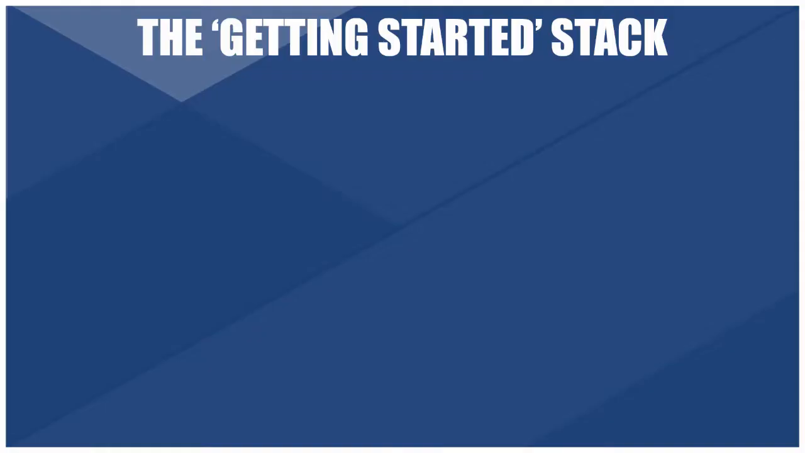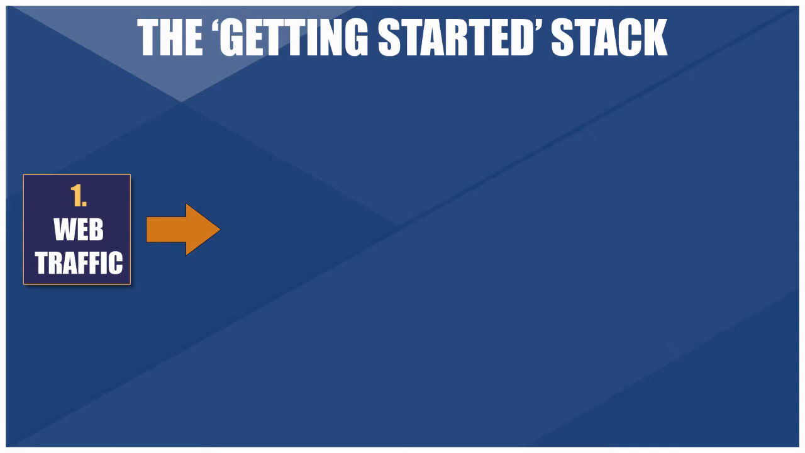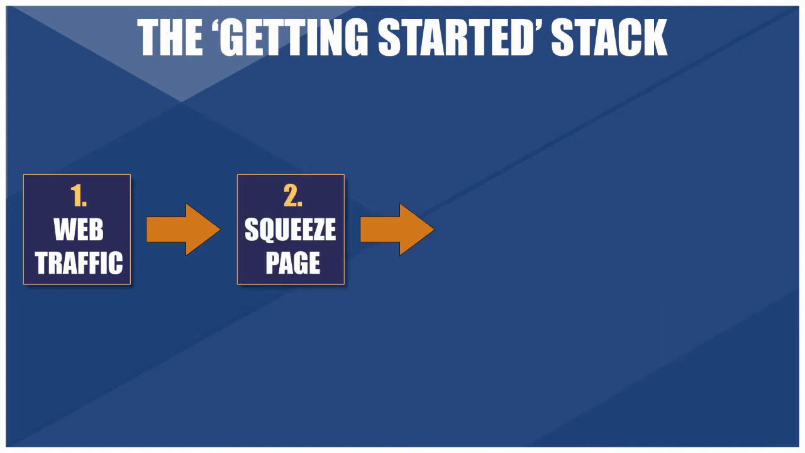So have a look at this diagram and I'll talk you through it. Okay, as you can see, we start with web traffic. We need visitors to come to the website, right? Without web traffic, everything else stops. We send them to the squeeze page. This can be a blog post if you like, as long as your sign up form is easily visible, as long as it's prominent on the page. The rest doesn't really matter. This is where people can join your mailing list.